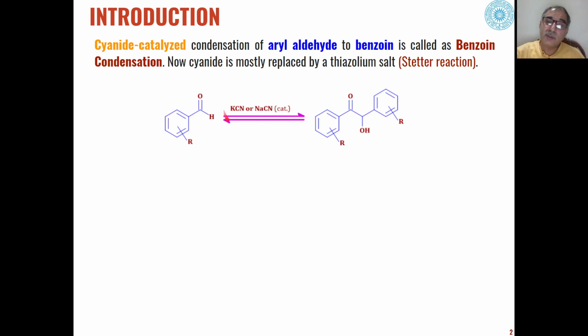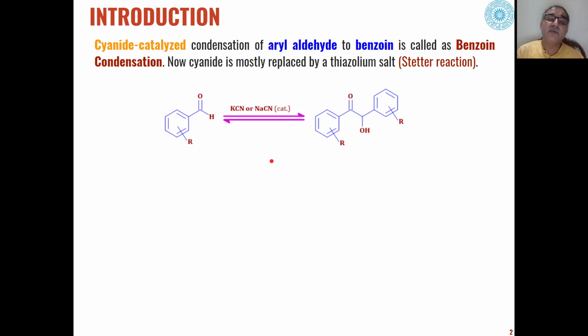And the most commonly used catalyst in the earlier times when benzoin condensation was explored was potassium cyanide or sodium cyanide. Basically, the cyanide ion acts as a nucleophile in these types of conversions where aryl aldehydes are converted into benzoins. But as you know, these cyanide salts are very toxic in nature.